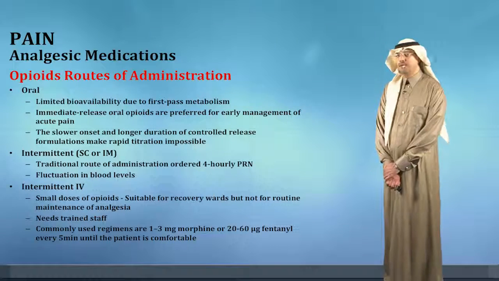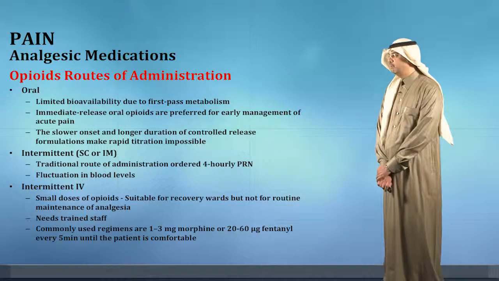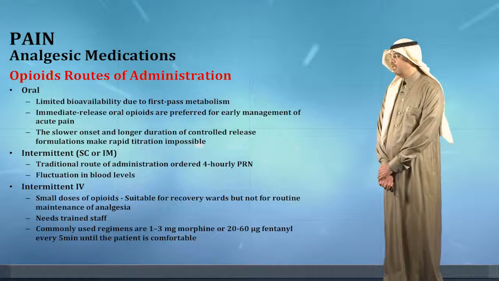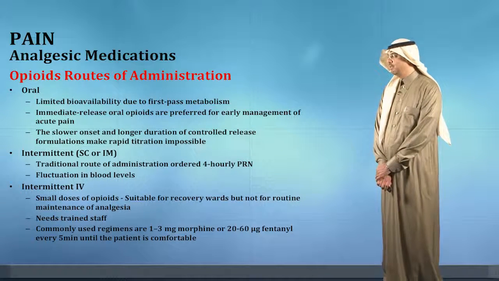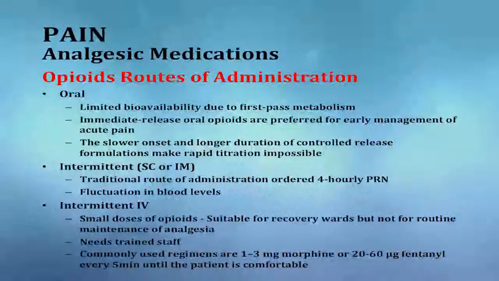How can these opioids be administered? They can be taken orally, or they can be prescribed as an intermittent subcutaneous or intramuscular injection, or as an intermittent intravenous dose. The oral formulations have limited bioavailability due to first-pass metabolism. The immediate release of oral opioids is preferred for early management of acute pain, and the slower onset and longer duration of controlled release formulations make rapid titration impossible with the oral formulation.